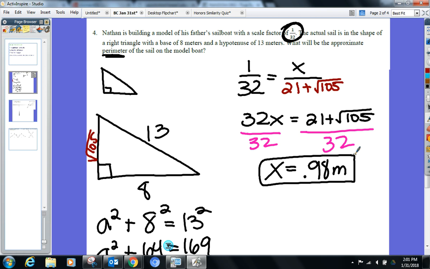Whatever the ratio of the sides are, that's the same ratio the perimeters will be in. All right, same ratio the perimeters will be in. Questions there? Yep.